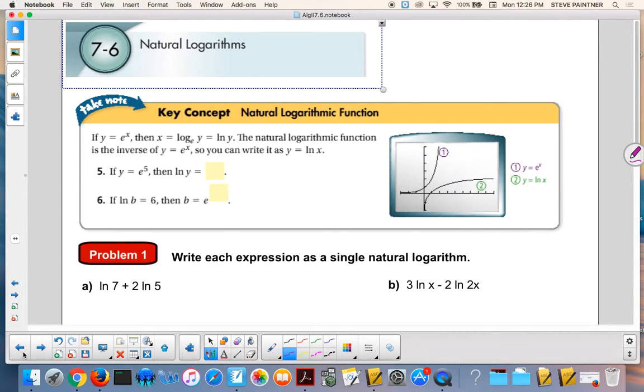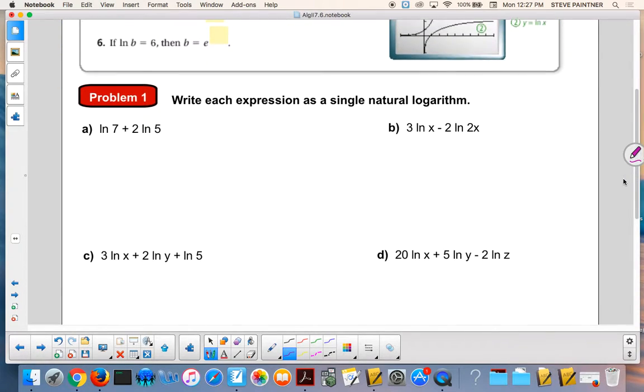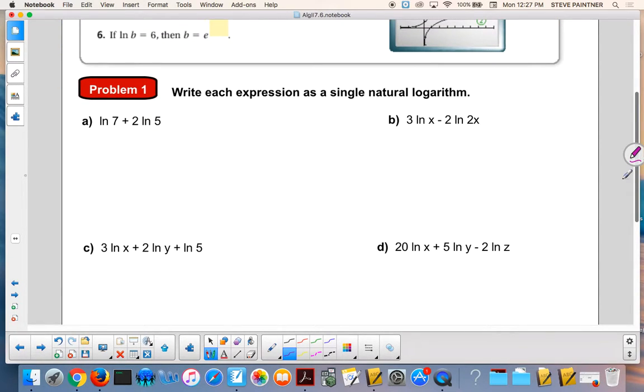First problem's right there. Let's go. If you want to know where you're starting, back in lesson 7.4. 7.4 is your properties. Your job is to write it as a single logarithm. So what's the natural log of 7 plus 2 times the natural log of 5?